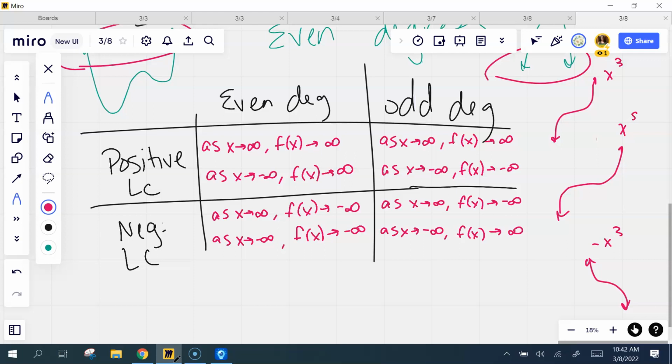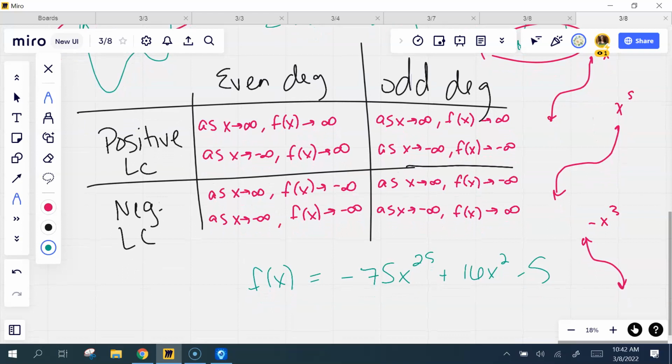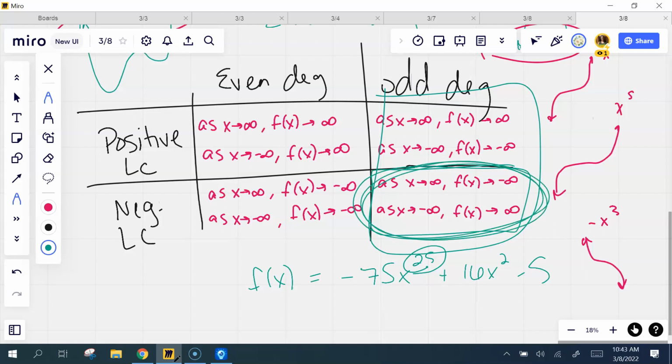So I could say, what is the end behavior of f of x equals negative 75x to the 25th plus 16x squared minus 5? What's the end behavior? Any guesses? Is it even or odd degree? One's going up and one's going down. Which one's going which way? Well, it's an odd degree, right? Because 25 is an odd number. So I'm in this column, and now is it positive or negative in front? Negative.